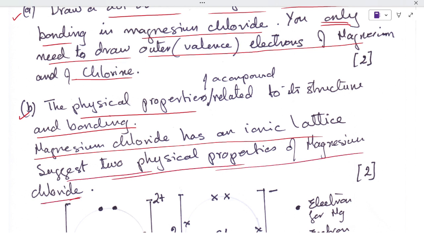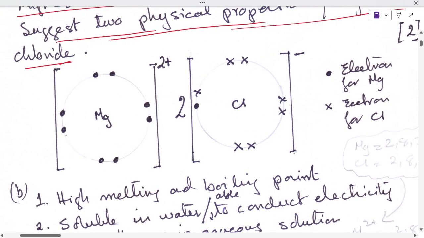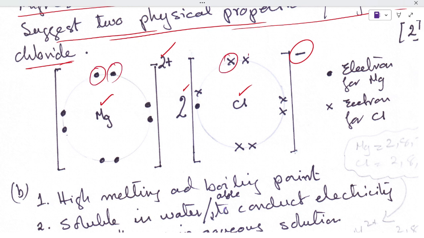Now the answer for the A part is, you can see I have drawn two ions, magnesium on the right top corner, 2 positive, I have written the charge, and two chloride ions on the top, I have written one negative charge. Dot is for electrons for magnesium and cross are the electrons for chlorine.